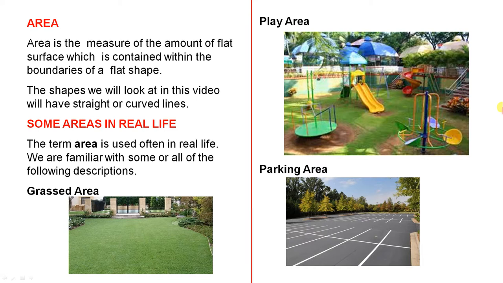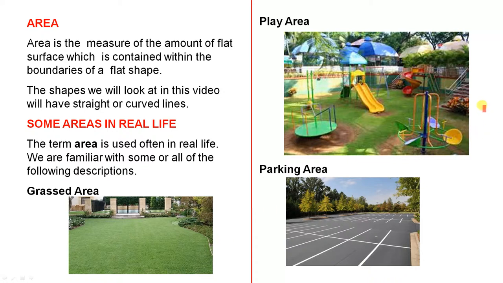Some areas in real life. The term area is used often in real life. We are familiar with some or all of the following descriptions. We often hear of the grassed area. Now at school you might have grassed areas. This is a beautiful grassed area here inside the boundaries of a home. It must be a large block of land, and that's a beautiful grassed area. You can also have a grassed area in a park.